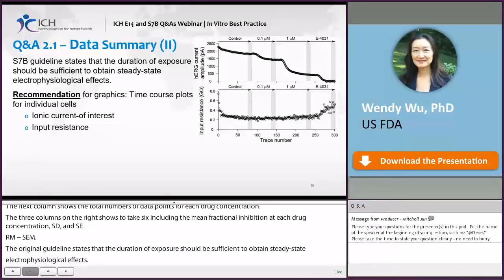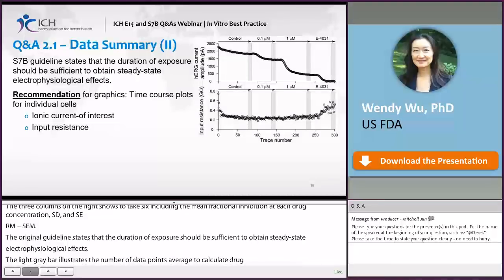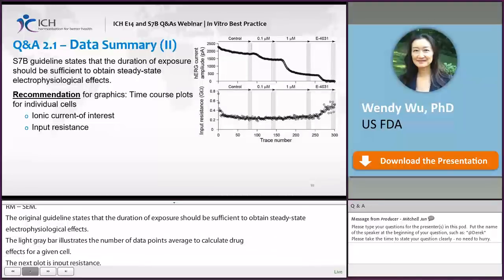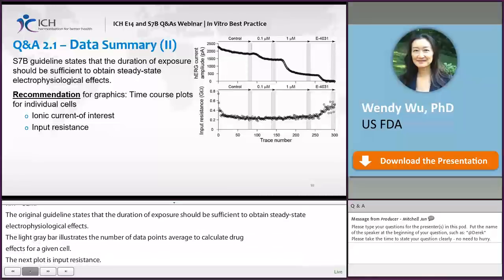The next plot is the input resistance. This measure is estimated using a subthreshold voltage step to elicit a current response and calculated using Ohm's law. Input resistance can be used to inform seal quality and membrane integrity.